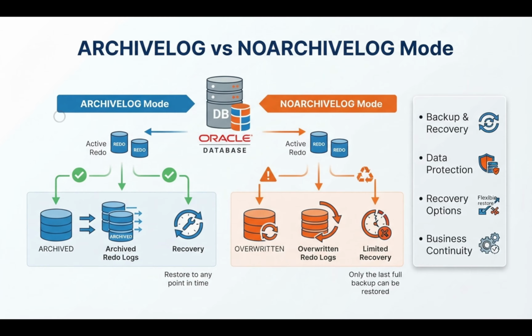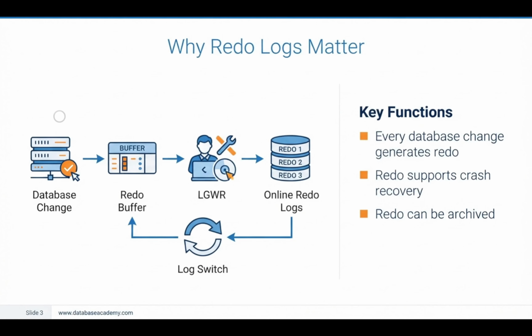Let's get into it. Before we can understand archive log mode, we need to understand redo logs. Whenever a change is made to an Oracle database, redo information is generated. The redo first goes into the redo buffer. The log writer writes the redo information into the online redo logs. Eventually, the current redo log becomes full, and Oracle performs what we call a log switch.